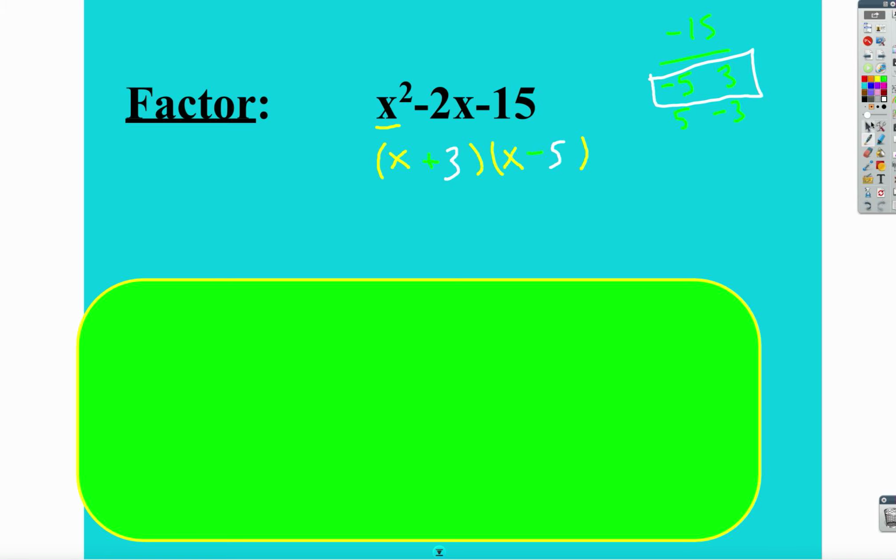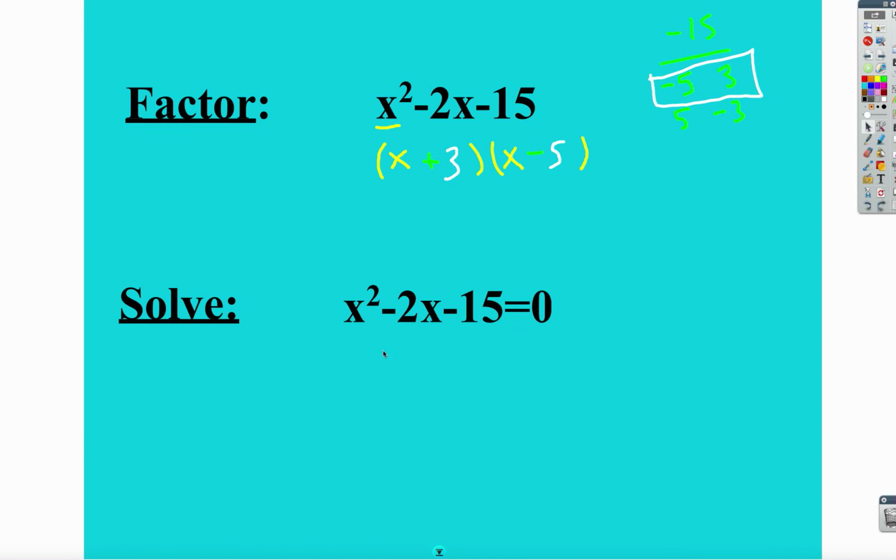I factored it. So again, I'm going to warn you. Be careful of the difference here. So here all I could do is factor. Here it is an equation, so I need to solve it. And so the first step in solving is to get it equal to 0, which it is. So that's nice that that's done for us. Then I would factor x plus 3, and then x minus 5. Then I would set each factor equal to 0 and solve.